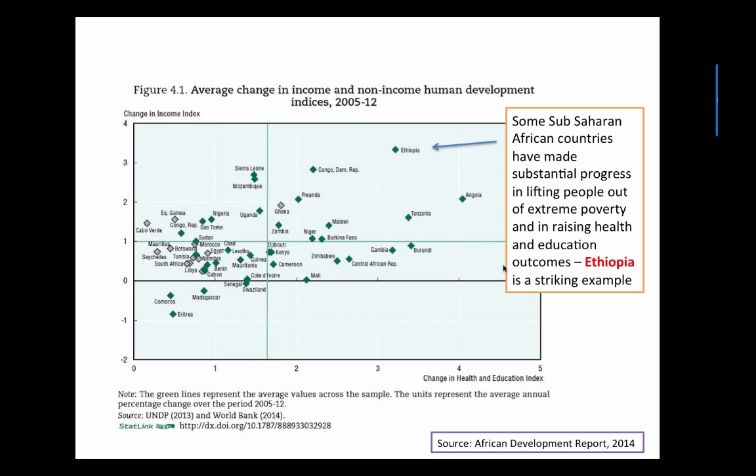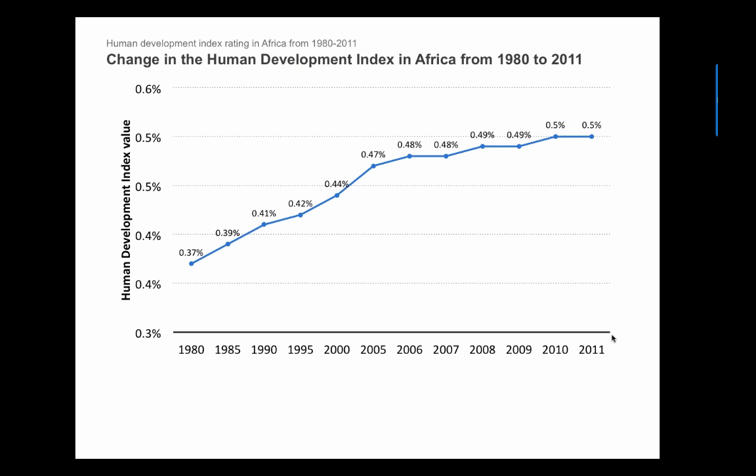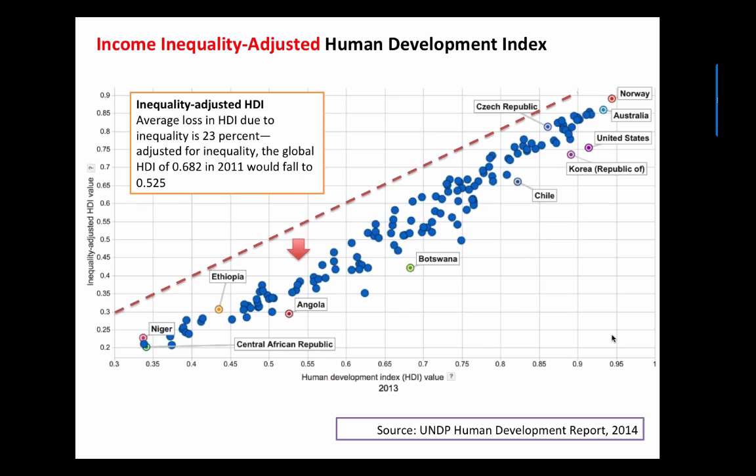This is the data actually for Africa. This is not the new data. This is up to 2012. But on the y-axis, progress in lifting income per capita, and on the x-axis, progress in improving health and education outcomes. And I've pinpointed Ethiopia in my presentation as a country which has made significant progress in lifting per capita incomes and also improving health and education.